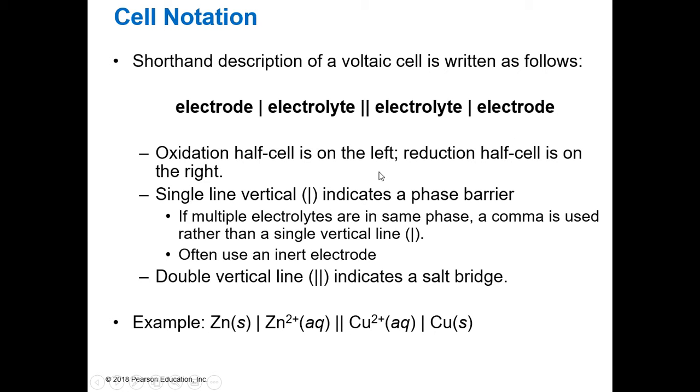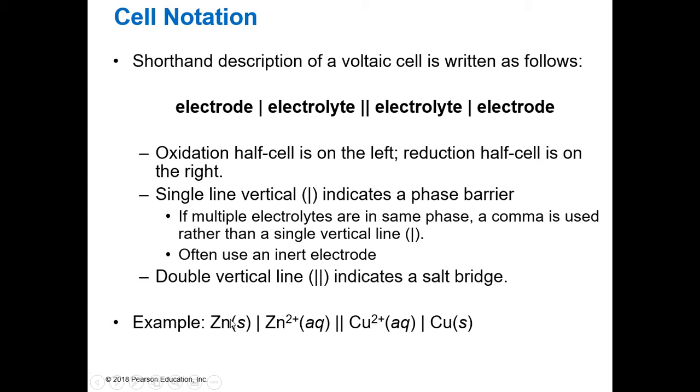So oxidation is always going to be on the left, so this is oxidation. Reduction's on the right. A single line is a phase change. So that would be aqueous, solid. A double line indicates our salt bridge. So this is the reaction we looked at earlier. We know just by looking at this that the zinc is being oxidized because it's on the left. The copper is being reduced.